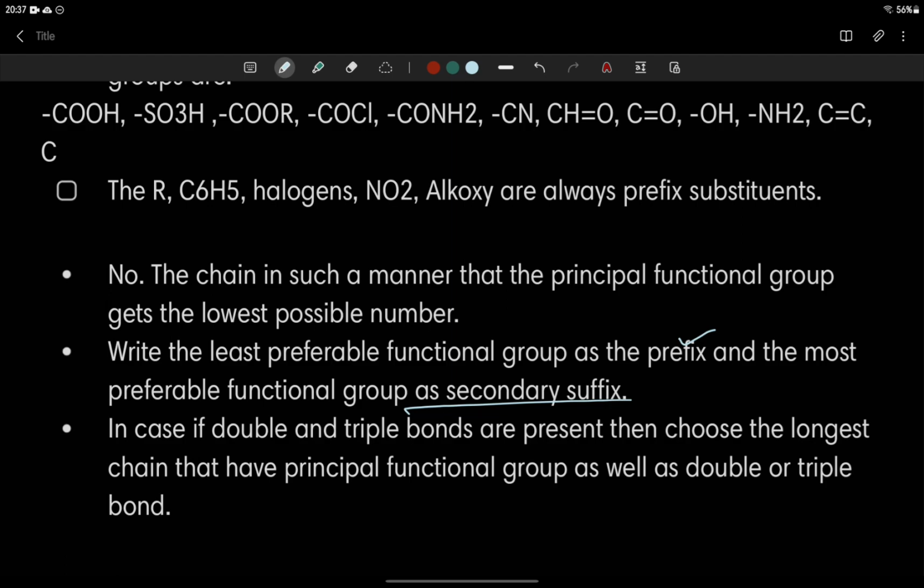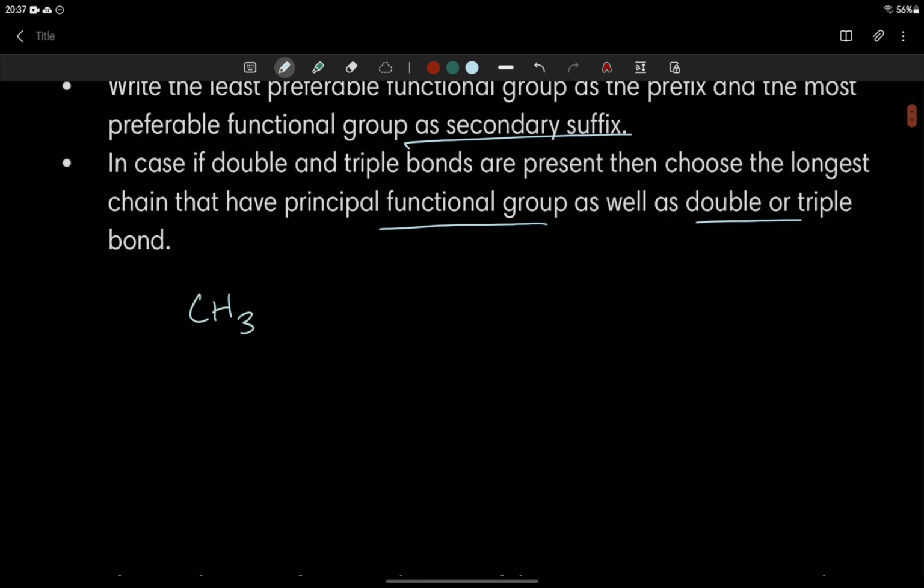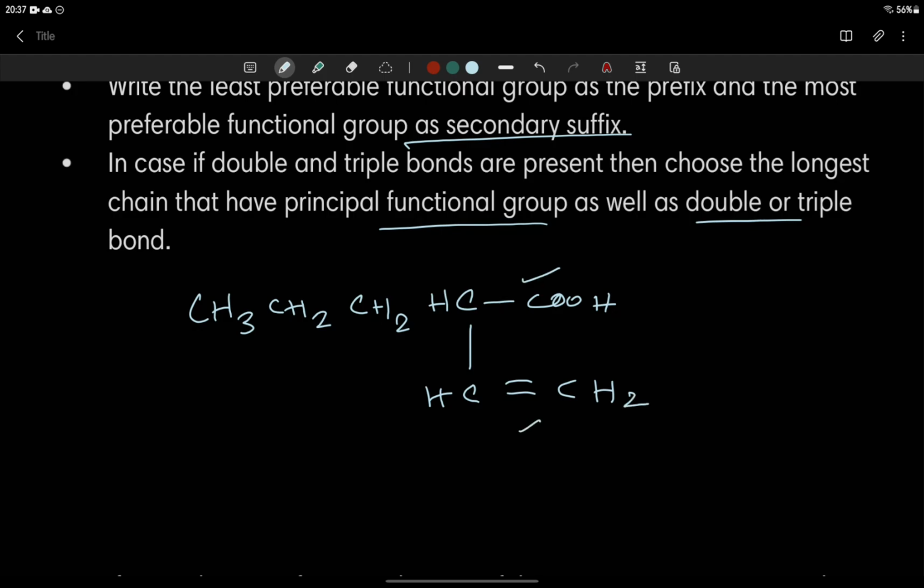Now in case double bonds are present, choose the longest chain that has both the principal functional group as well as the double or triple bond. For example, if you have this type of organic compound, CH double bond CH2, you can see here you have one double bond and here you have one COOH group. So you have to select the longest carbon chain in such a way that the double bond and the functional group both get a position.